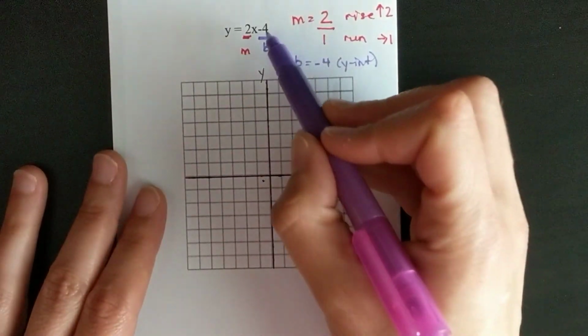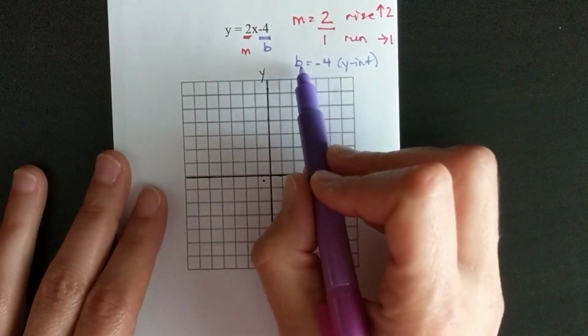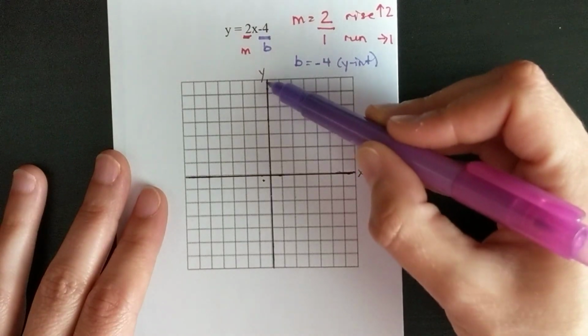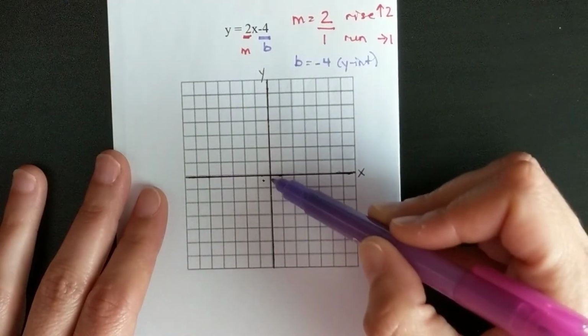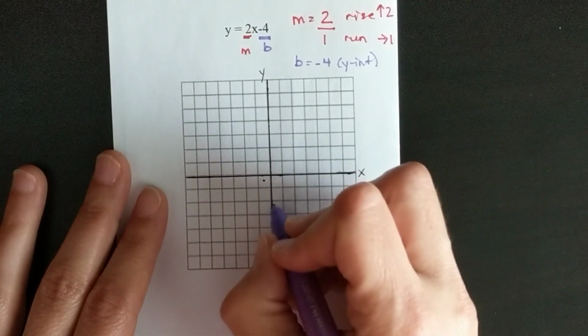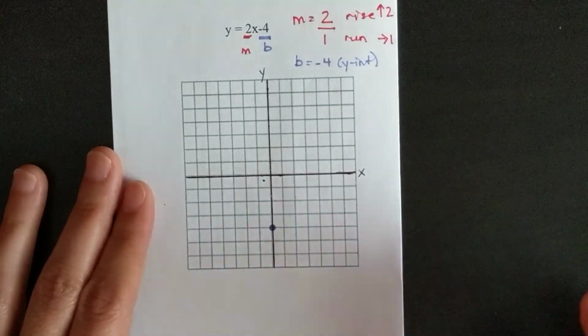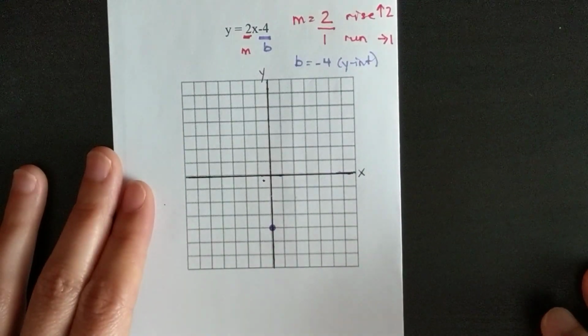So what you want to do is look at the negative 4 and say that is where my line crosses the y-axis. The y-axis is the vertical one. Up here is all positive numbers. Below the x-axis is your negatives. So 1, 2, 3, 4. There is your start point. That is step 1: plot your y-intercept on the graph.